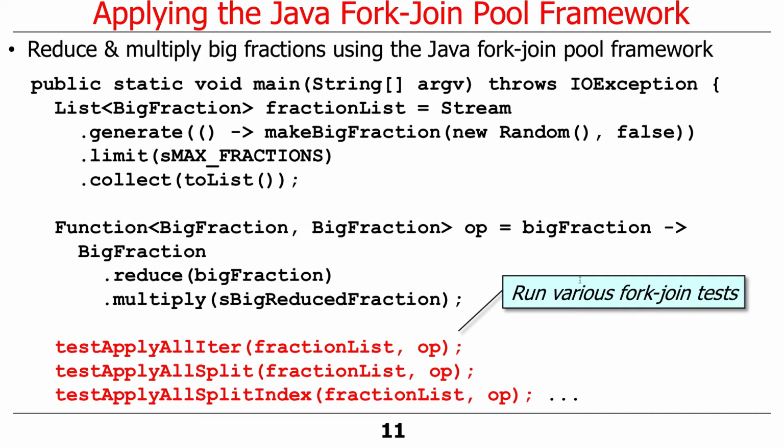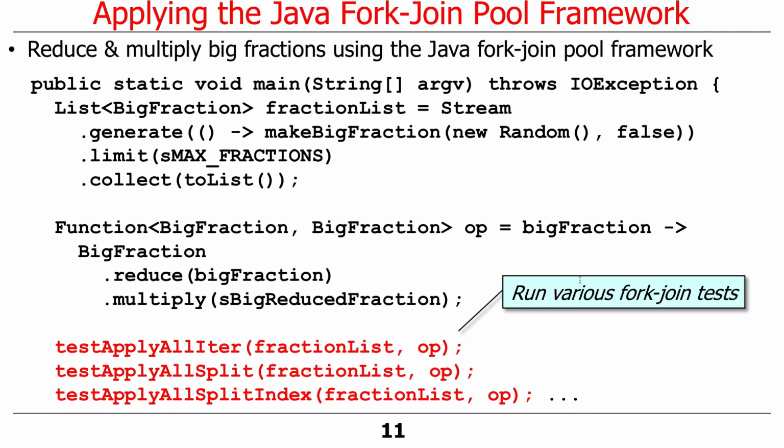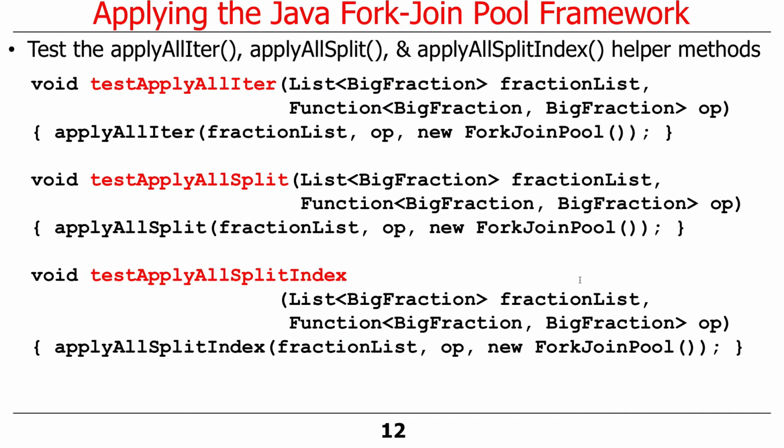And that's what we're going to spend our time focusing on, how those different fork join tests actually work. So applyAllIter, applyAllSplit, and applyAllSplitIndex are all helper methods. You can see that they take lists of big fractions and some function to perform. We'll take a look at what that is. Over here, we can see this is what the function is. It's the reduce and multiply operation.